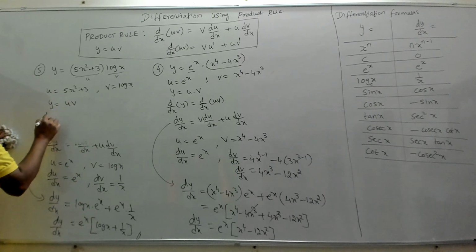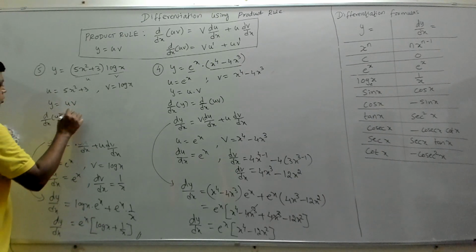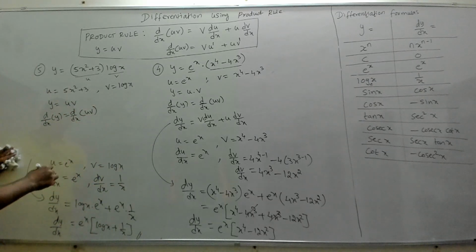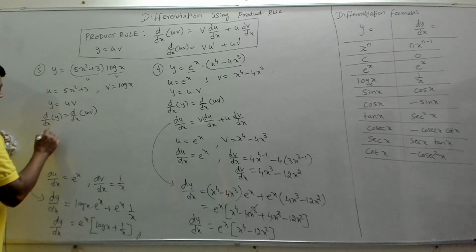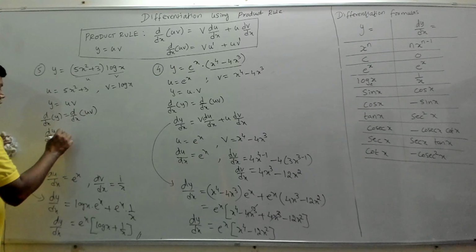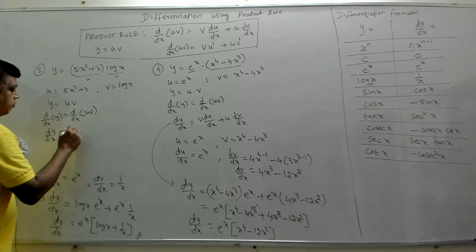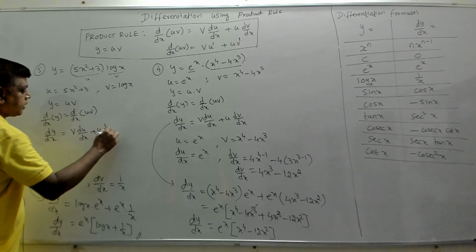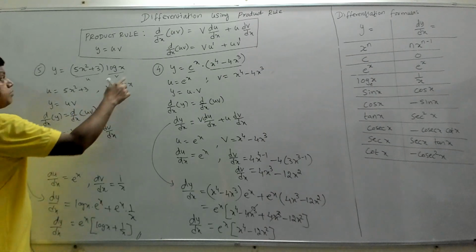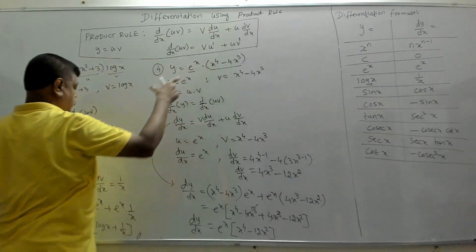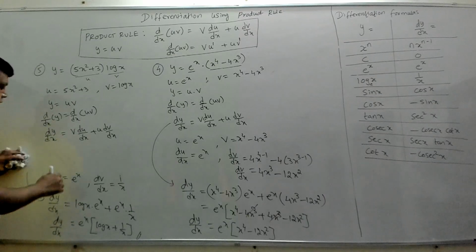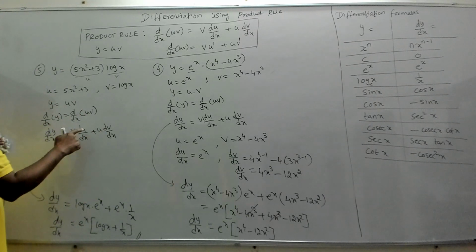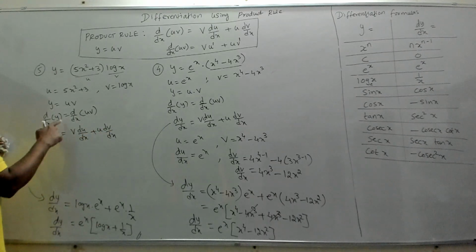Now if we differentiate, d by dx of y is equal to d by dx of uv. And what is d by dx of uv? It becomes dy by dx is equal to v du by dx plus u dv by dx. That is the product rule for d by dx of uv. Now we must find all these values, du by dx and dv by dx, and then substitute here.